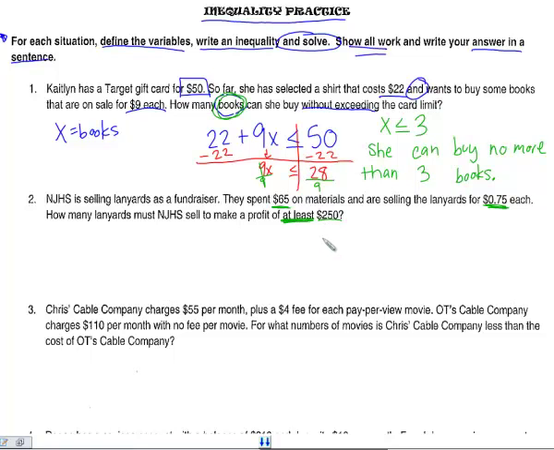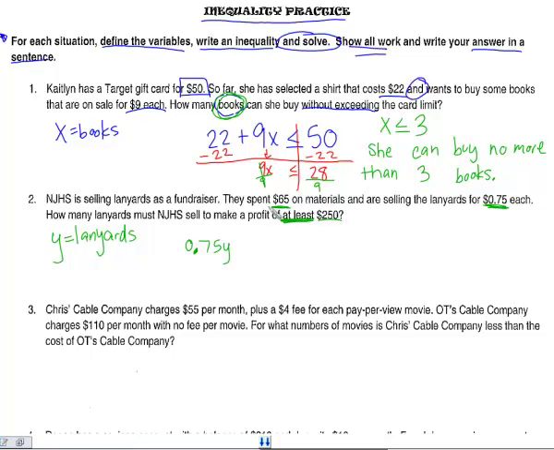Okay, so let's back up a little bit. We have to define our variables. This time I'm going to use a y for my lanyards. Okay, so that's for the number of lanyards. Alright, so we have each lanyard they are selling for 75 cents. So make sure that you have 75 cents, not $75, for each lanyard.